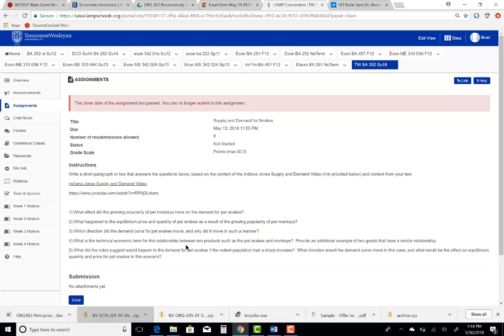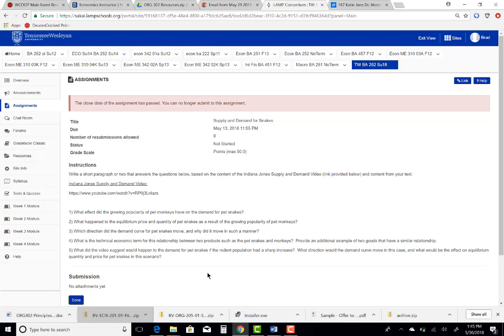Again, Coke and Pepsi is kind of the classic example that we see with that. Butter and margarine, there's a couple other examples that you see a lot in economics textbooks, goods that can kind of be used in place of one another. The last question is asking, what happens to the demand for pet snakes if the rodent population increases?